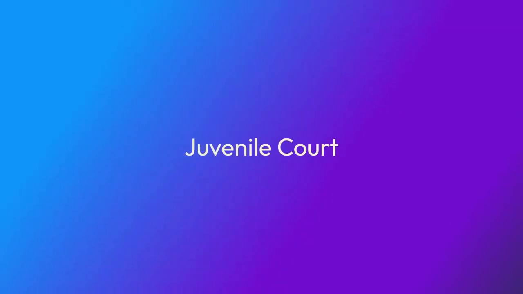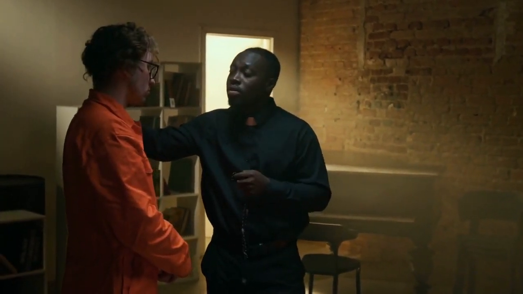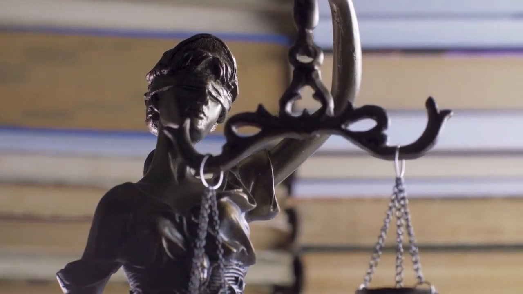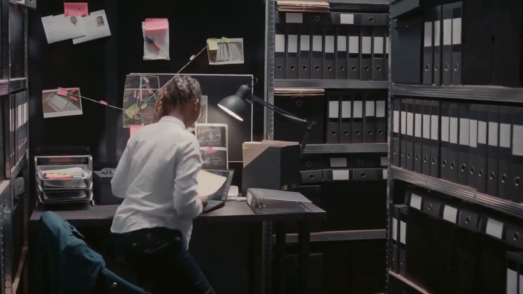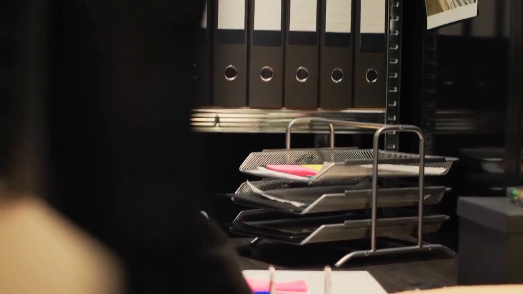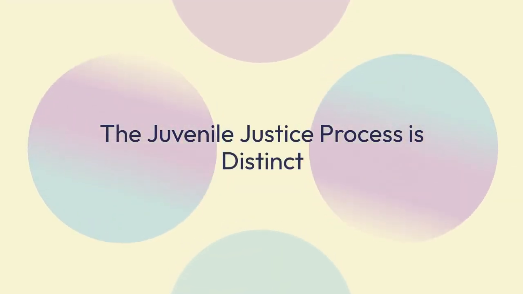The key here is juvenile court. This system is designed for minors, typically individuals under the age of 18, though the exact age can vary by state. When a young person commits an offense, they are usually referred to a juvenile court instead of an adult criminal court. The entire juvenile justice process is distinct.